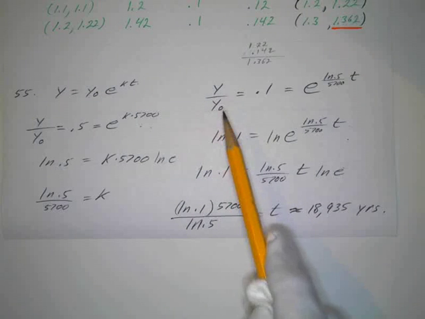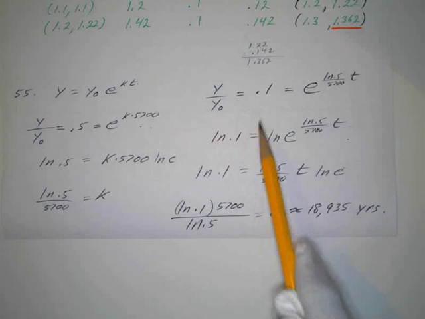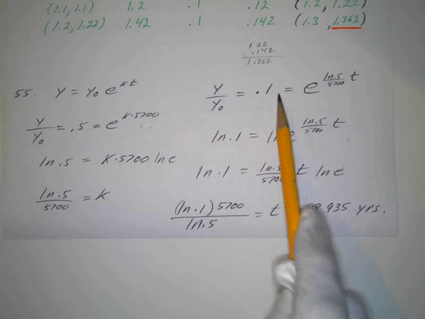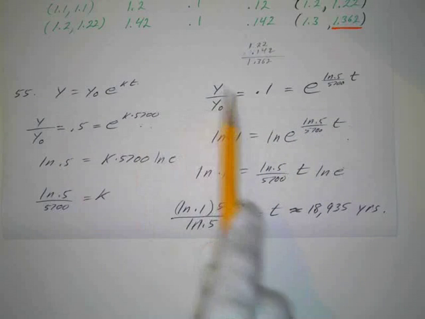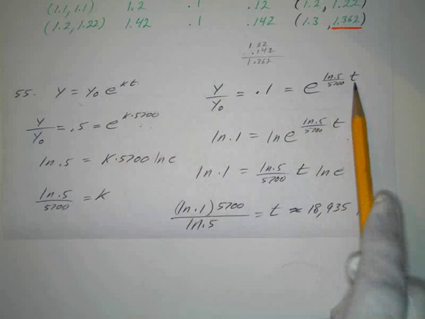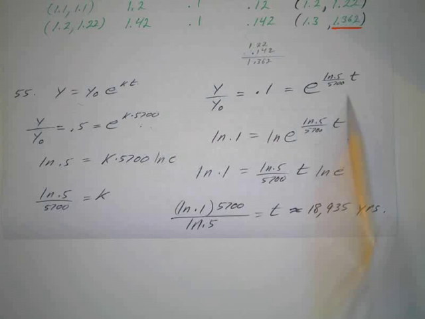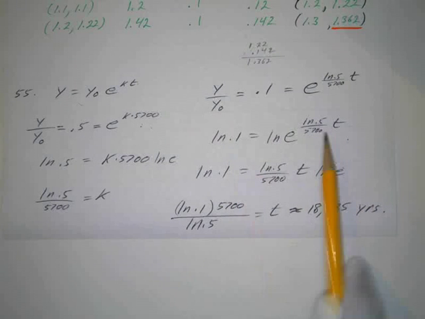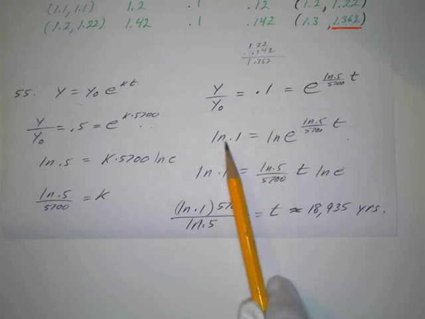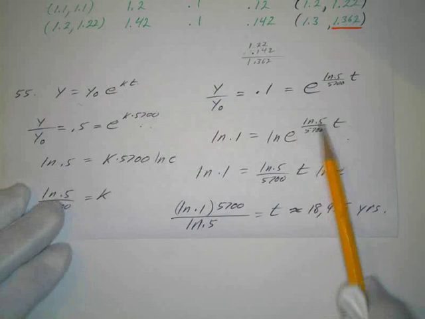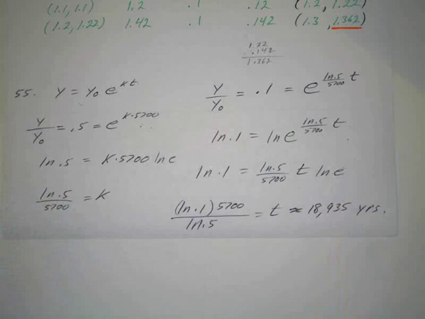Okay, and now I want basically the ratio of what I had to be just 10%. That means 90% decayed, so I only have 10% left. So I put that into this equation. So y over y sub 0, which equals 0.1, equals e to the kt, and I already figured out what k is. That's what I did over here. And then I just want to find out what t is. So I take the natural log of both sides, and that's the natural log of 0.1 equals the natural log of e to the kt.